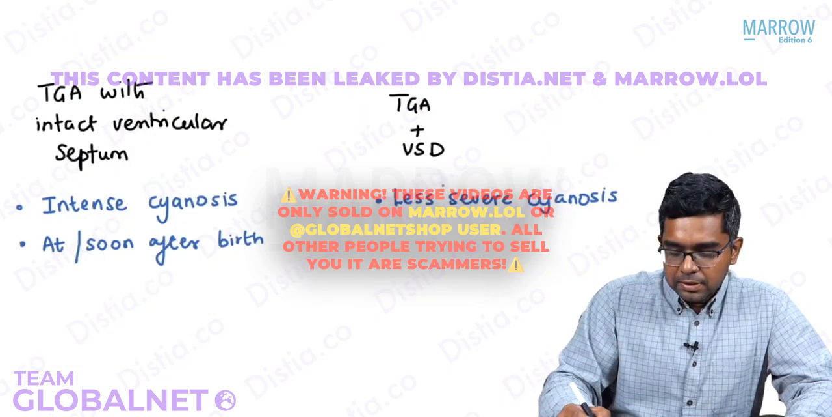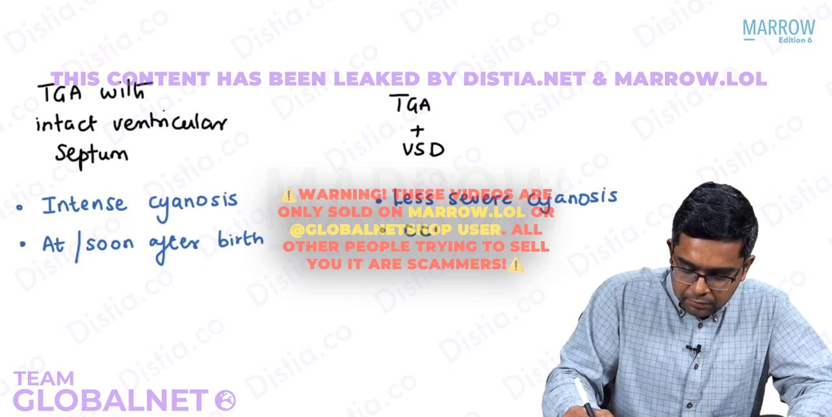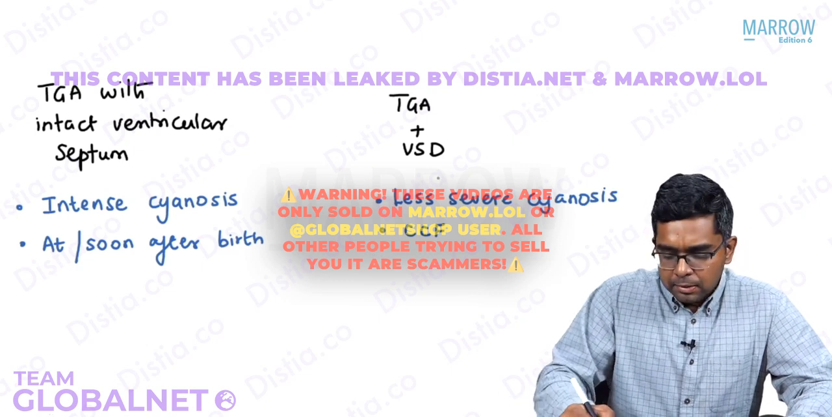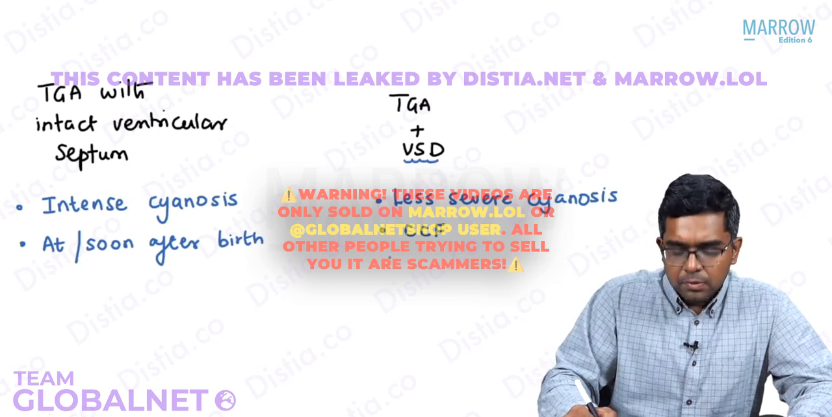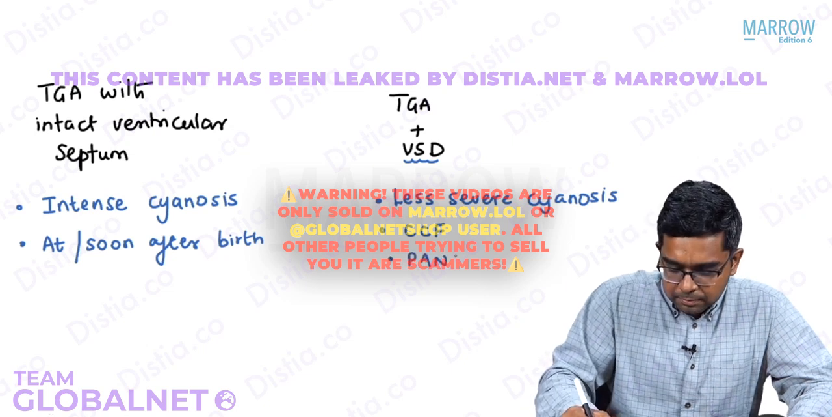So patients with TGA and VSD also have congestive cardiac failure which is developing. Okay, and when you start examining these patients, because of the ventricular septal defect, you will have the classical murmur. What is that? Pansystolic murmur.